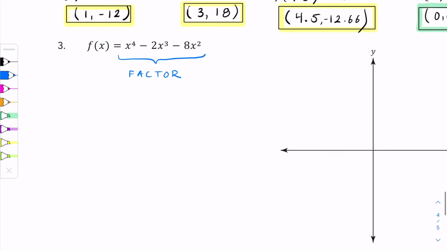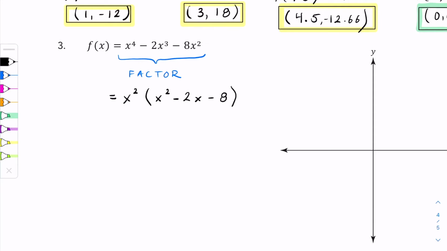So again, in order to find the zeros, you need this to be in factored form. I'm going to start by factoring out x squared. That's the greatest common factor. Left over is x squared minus 2x minus 8.